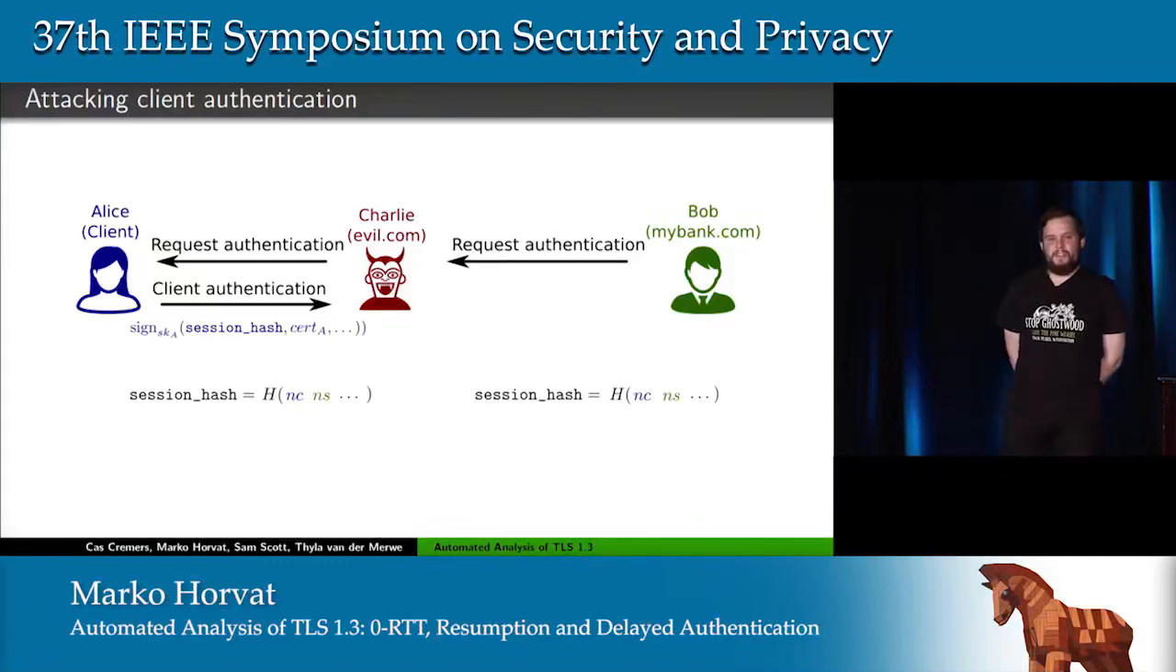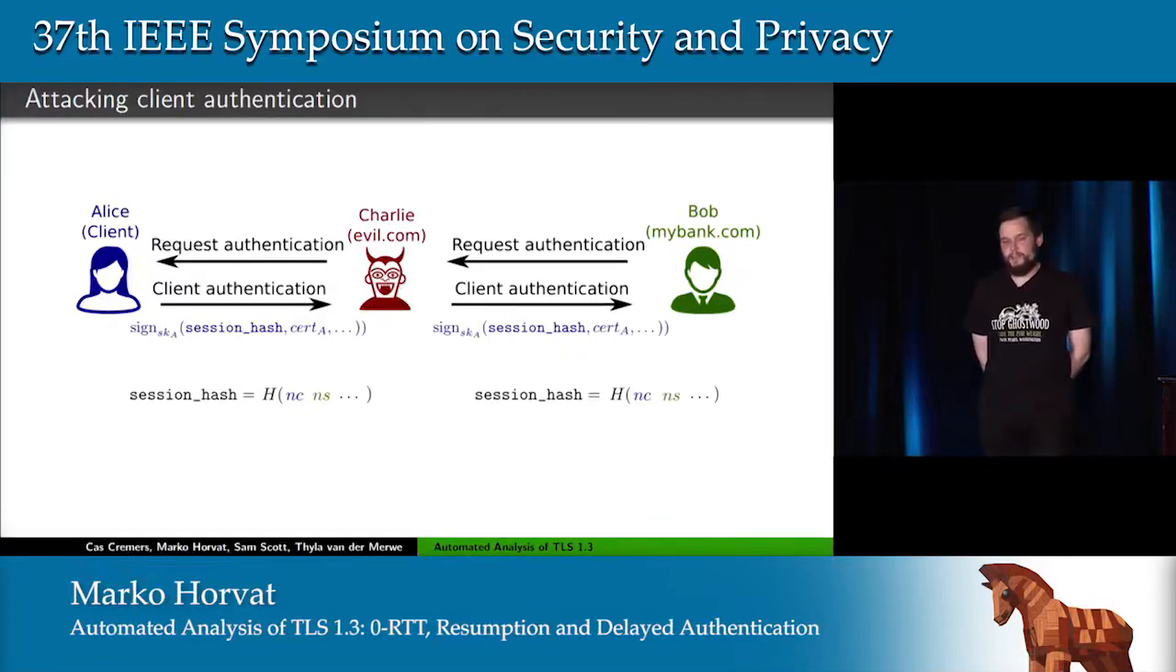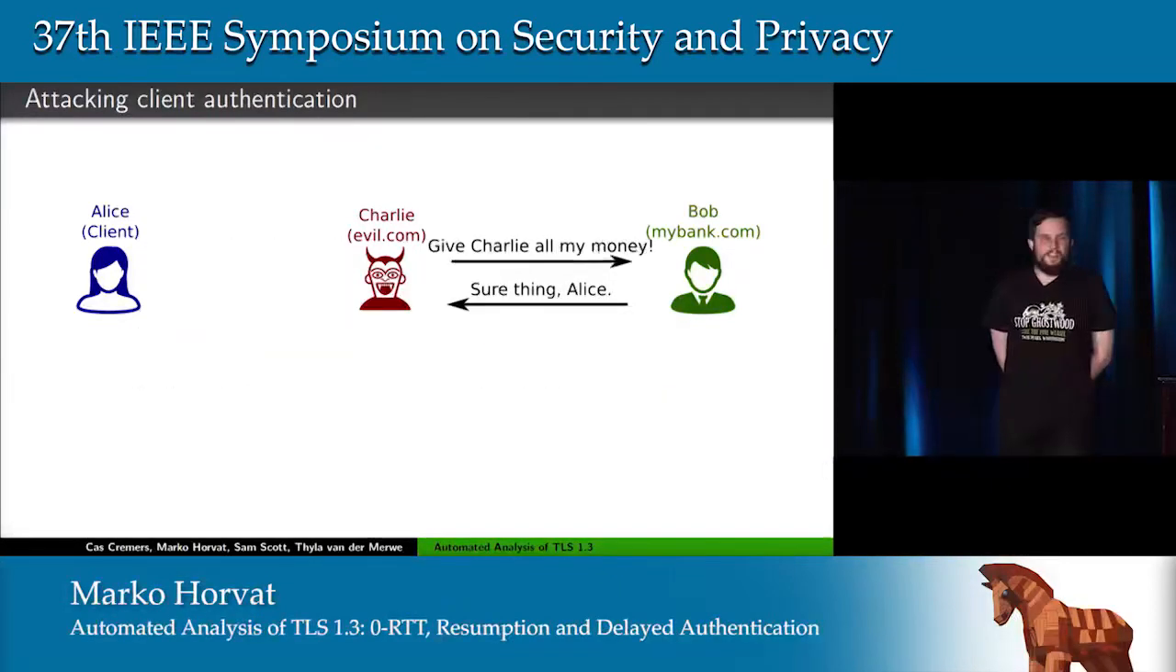So she sends him her certificate, a public key certificate, as well as a signature over the session hash and the certificate. And now the problem: Charlie couldn't possibly forge this message himself because he doesn't have the secret key of Alice. He couldn't forge the signature. But he could reuse it entirely and relay it to Bob as an authentication package because the session hashes are the same. And these are the only things that are supposed to bind the signatures to their respective session, which obviously didn't work here. So when Charlie says, give Charlie all my money to Bob, then Bob will say, sure thing, Alice.